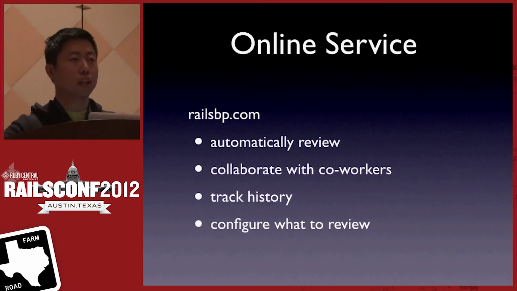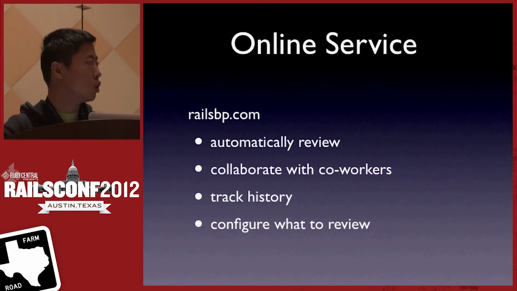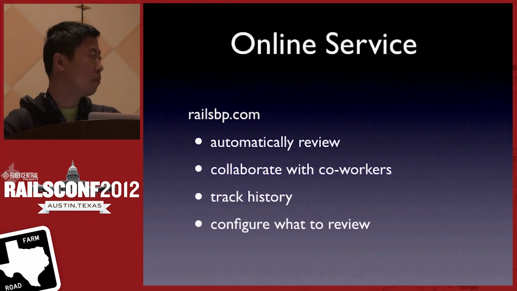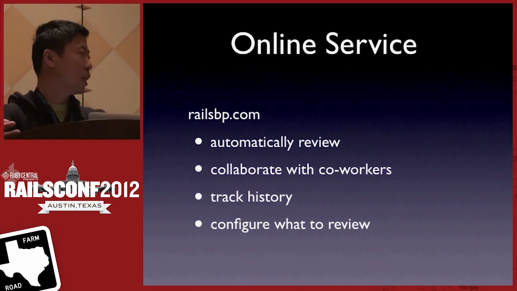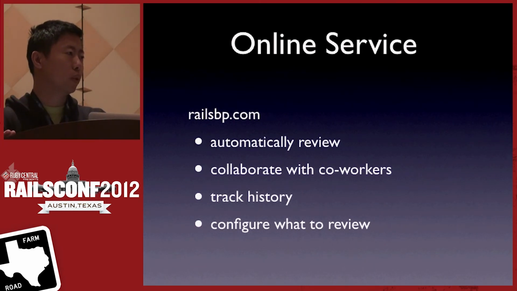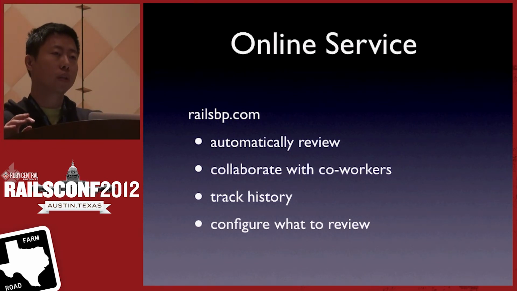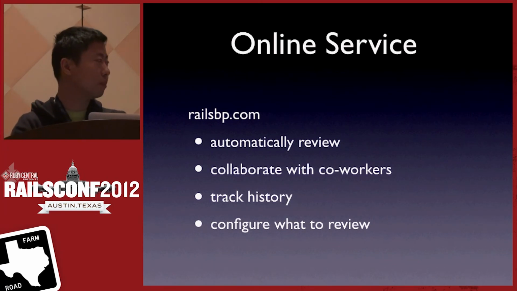It's integrated with GitHub. Every time you push code to GitHub, the online code checker service will be executed automatically, and you can easily share the analysis with your team's collaborators because it's online. Railsbp keeps every analysis result, so you can track the history to see if your code quality is improving or not. And you can also configure what to review. For example, if you don't care about the use query attribute, you can just disable this checker on railsbp.com.